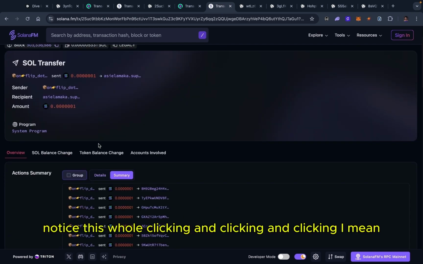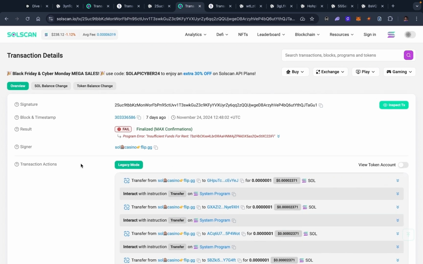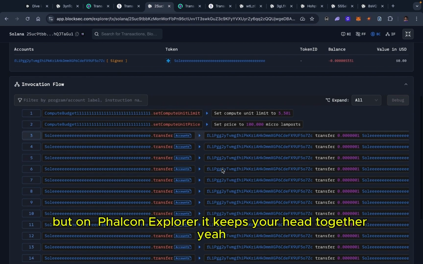You know, this whole clicking and clicking and clicking, I mean, you could just get lost. With Phalcon Explorer, it keeps your head together.